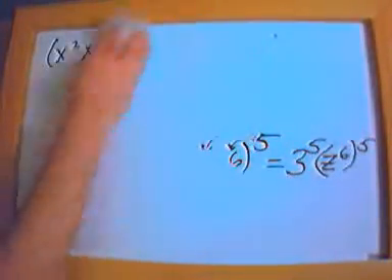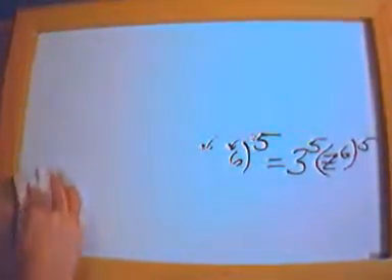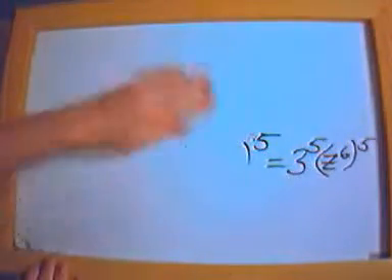The basic rule of thumb is if you've got multiple things multiplied together inside of some parentheses and you've got an exponent on the outside, you're raising the entire thing to some power, that exponent is going to be distributed in and everything on the inside is going to be raised to that power. Okay.